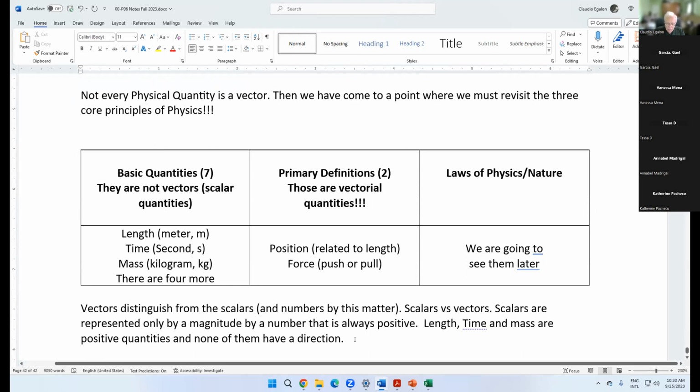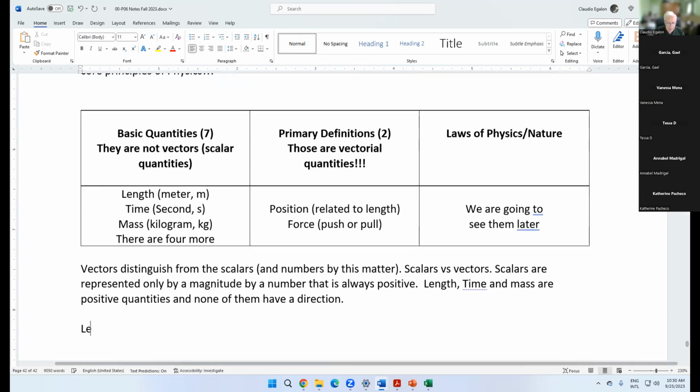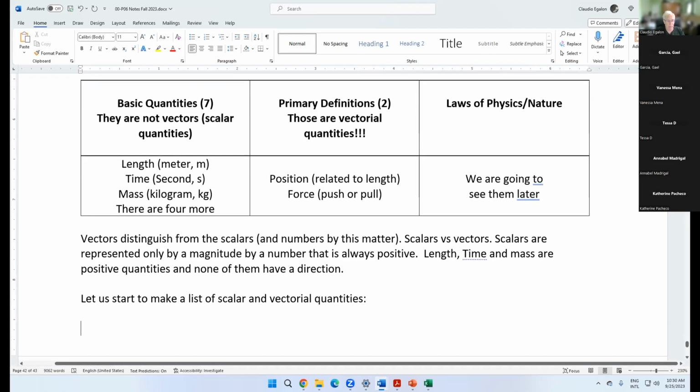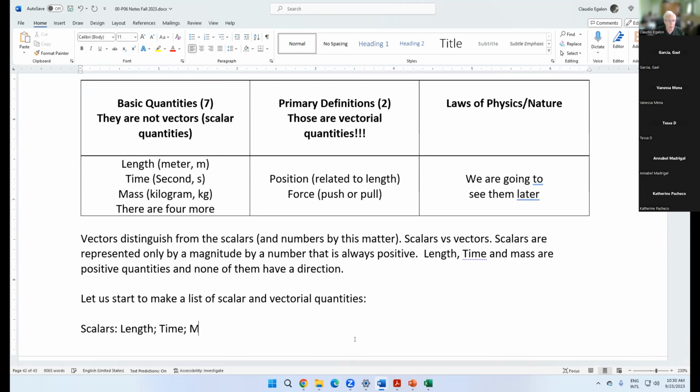Let's start to make a list of scalar and vectorial quantities. Well, I already told you that scalars are length, time, mass. We already know that. But there is more. Distance is a scalar quantity because it doesn't have a direction. And also speed. Those are all scalar quantities.